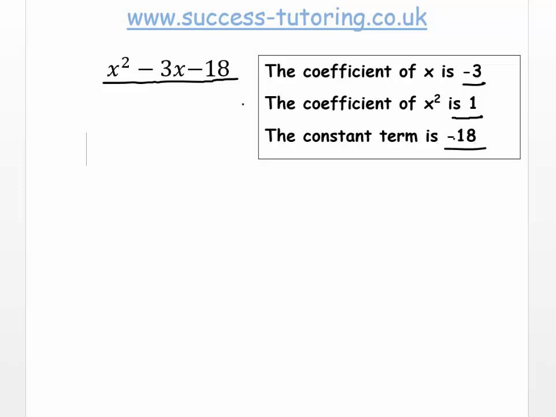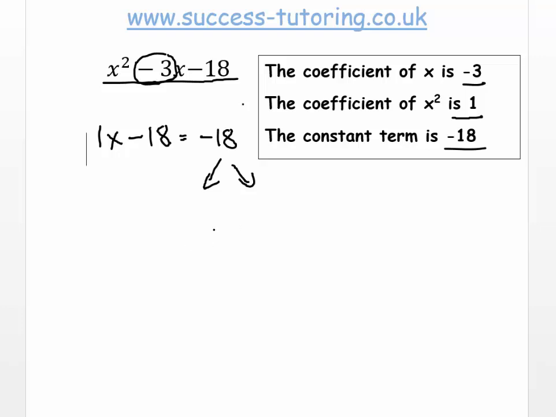Up until now, we haven't dealt with any negative constant terms. The same process applies. We're going to do 1 times minus 18. That's going to equal minus 18. I need to find two factors of minus 18 that add up to give me the coefficient of x, which is minus 3. So I might need a positive number and a negative number.